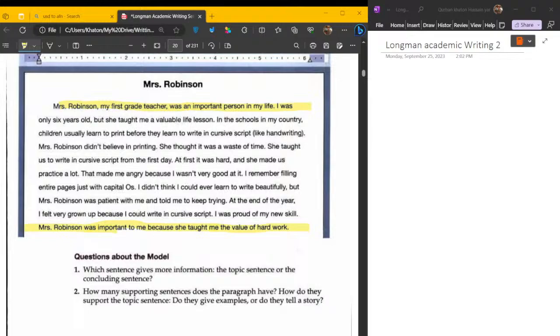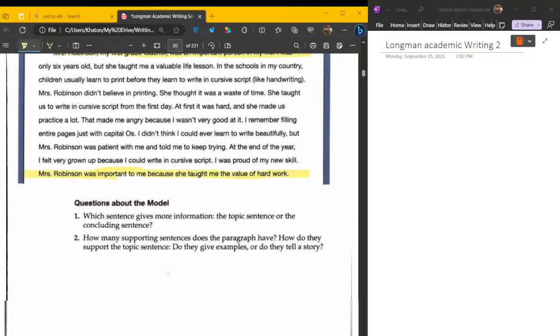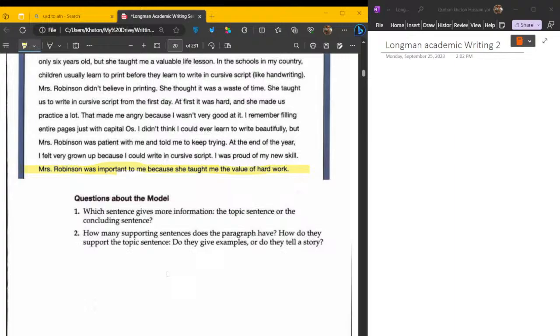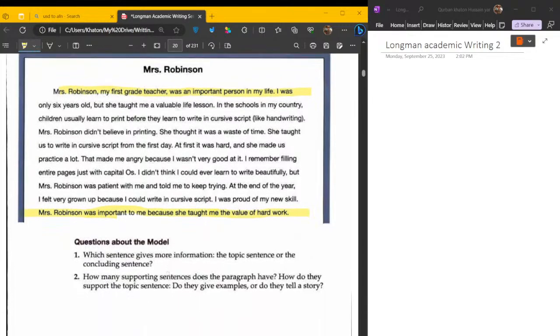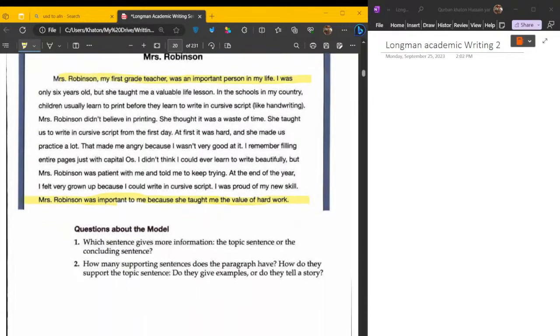What information? She said she was my first grade teacher. Here, she hasn't told that, and was important in my life. And she was important, she has mentioned it again. But she told me the value of hard work, which was added from this next sentence. So, which one gives more information, the topic sentence or the concluding sentence? I think both of them are giving equal information.